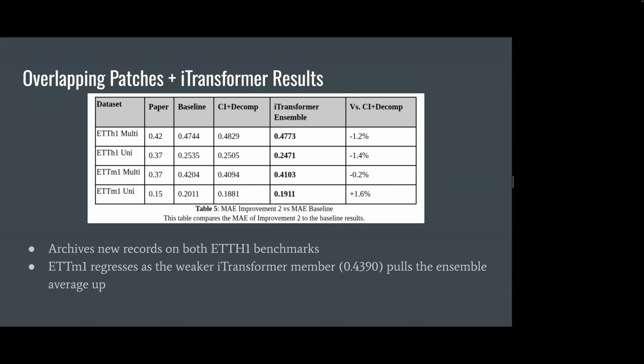With overlapping patches and iTransformer, we also end up at 3 out of 4. The M1 univariate increases only slightly. That one kind of regresses because the iTransformer model specifically drags the score up a little bit. But overall, this one is also a 3 out of 4 improvement.